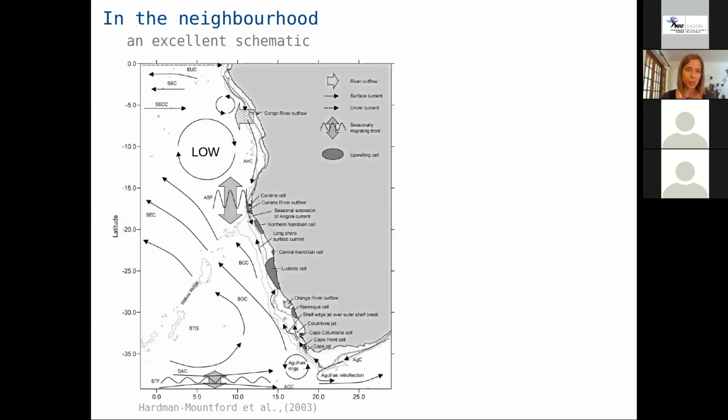So back to the Benguela. Close to the coast, we have a number of discrete upwelling cells, the Lüderitz cell being the biggest, and it's also the most perennial. We also note a number of intense shelf edge jets, which happen to be quite important.